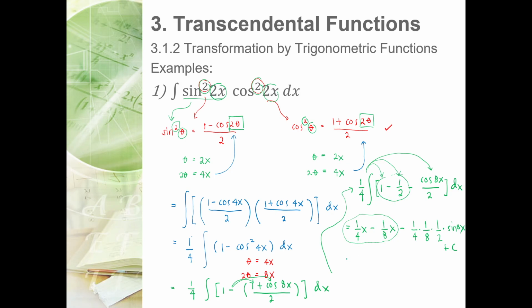Okay, so this becomes 1/8 x. 1/4 minus 1/8 is 1/8. And then this becomes minus, so 4 times 8 times 2, that will be 64. 1/64 sine 8x plus c. So this will be the answer.